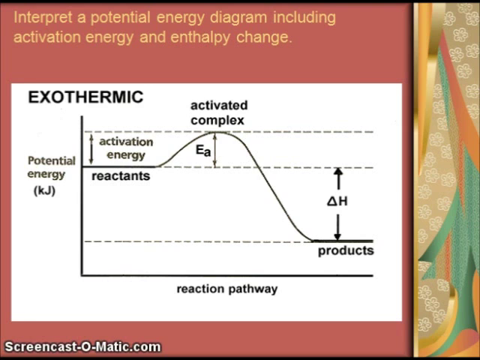Here's a look at a potential energy diagram for an exothermic process. If we were going to use some terminology we were just looking at, the heat of the reactants, the enthalpy of the reactants, would be located right here on the potential energy scale. The enthalpy of the products would be located here. So by subtracting we find the difference, which is the delta H, that is the enthalpy of the reaction.